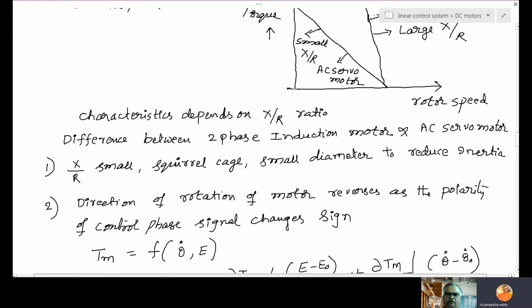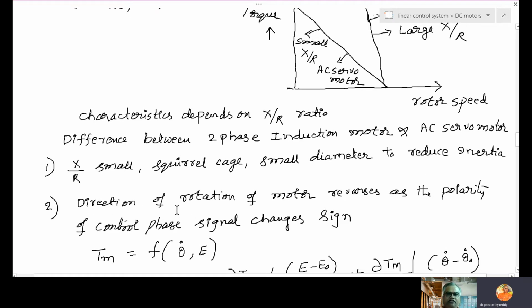Difference between the two-phase induction motor and the AC servo motor: the X by R ratio is small. Squirrel cage. Squirrel cage means when they insert the copper wire in the rotor slots, the shape of that is a squirrel cage. Small diameter to reduce the inertia.